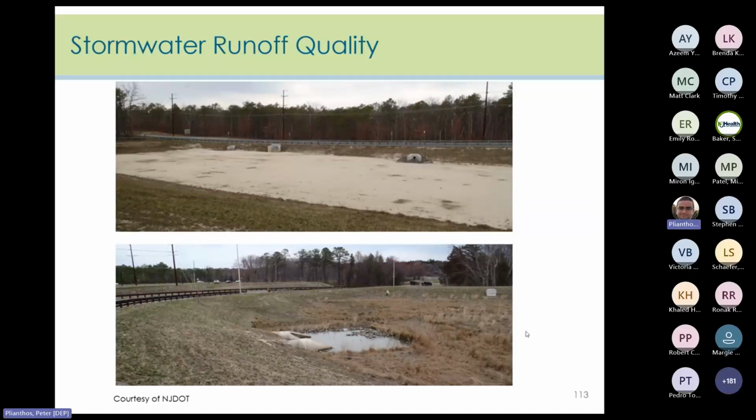Now, here's a beautiful example of two small-scale infiltration basins. So, which one of these is functioning correctly? The correct answer is the top one.